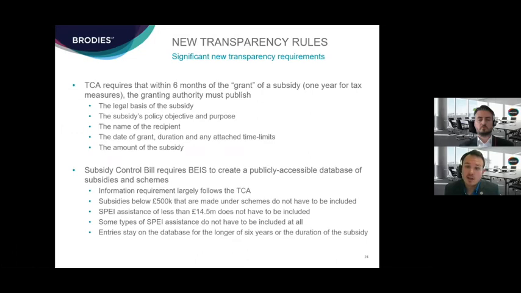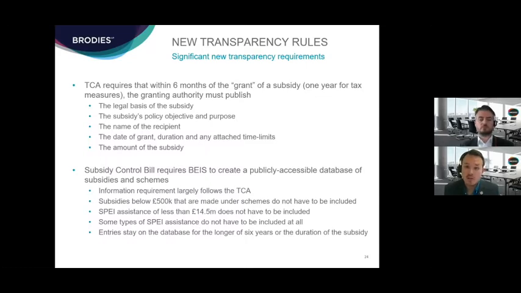Subsidies that are below £500,000 are not required to be recorded if they have been made under a scheme. So if a subsidy of less than that is given but not given under a scheme, then it will have to be on the database. And indeed, if a subsidy is given above that amount, then it has to be included whether or not it's covered by the scheme. But if subsidies are covered by schemes and they're below that threshold, then they don't have to be individually reported and recorded in that database.